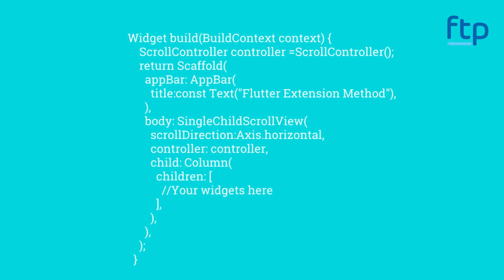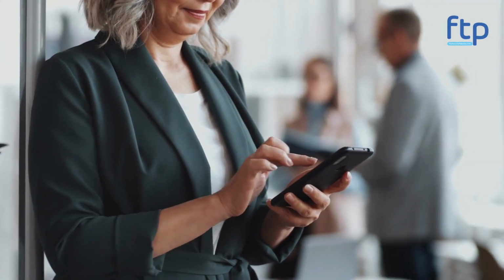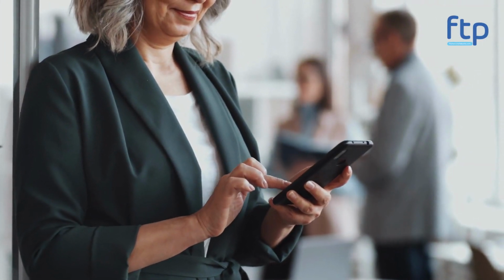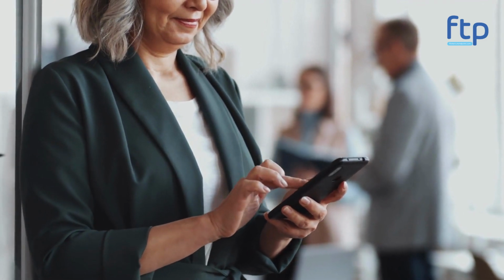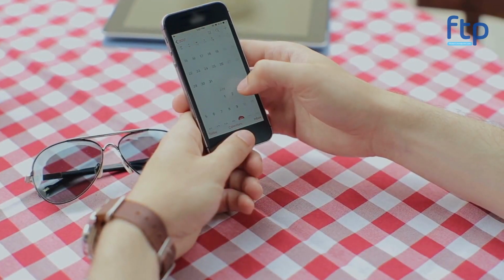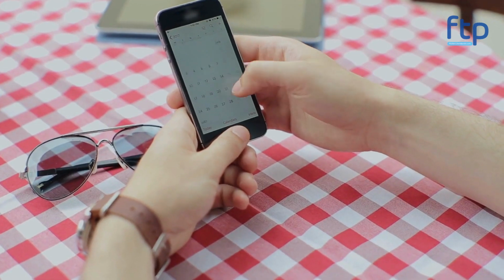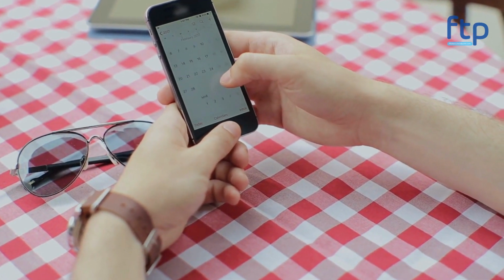It also takes an optional controller property, which can be used to control the scrolling programmatically. The controller is an instance of the ScrollController class. It can be used to programmatically control the scrolling behavior of the SingleChildScrollView.